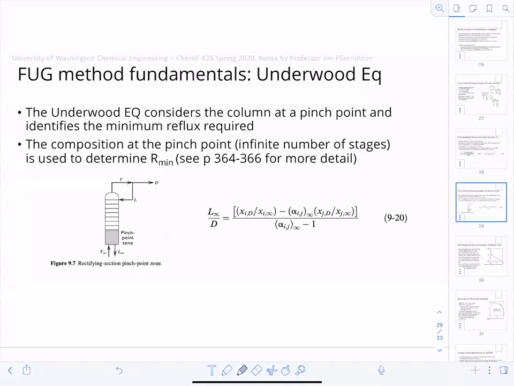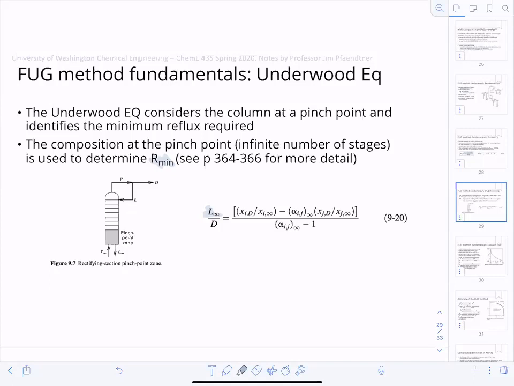The next part of the method is the Underwood equation. So what happens here is we achieve an estimate of Rmin. The Underwood equation considers a column at a pinch point, and it identifies the minimum reflux ratio required to achieve that. So here, L infinity is sort of like the liquid flow rate at an infinite stage, right? You'll remember that minimum reflux means that we have an infinite number of stages.